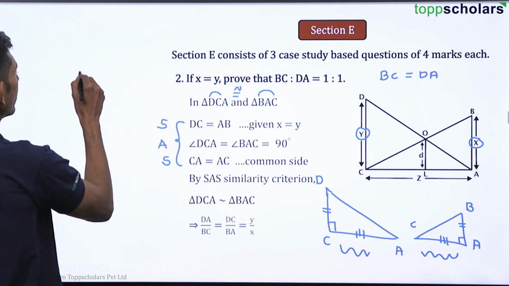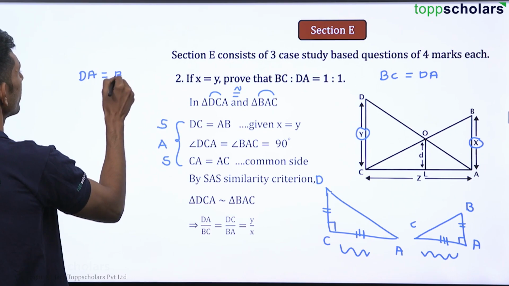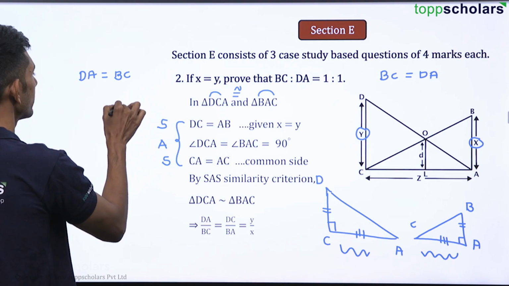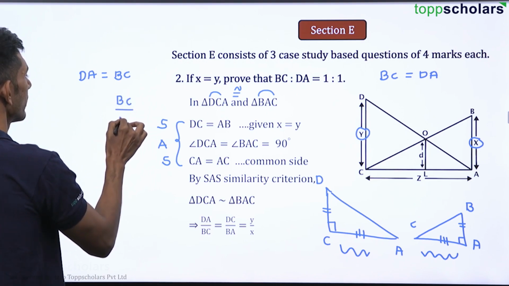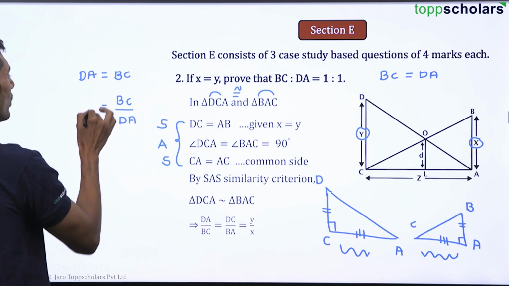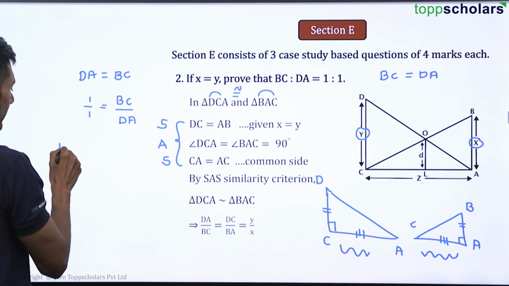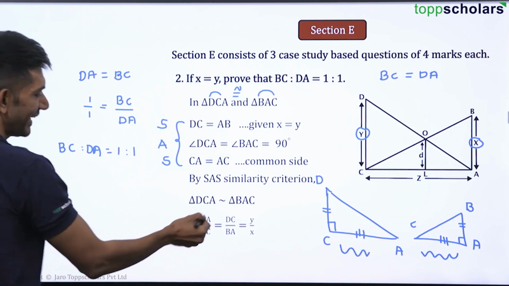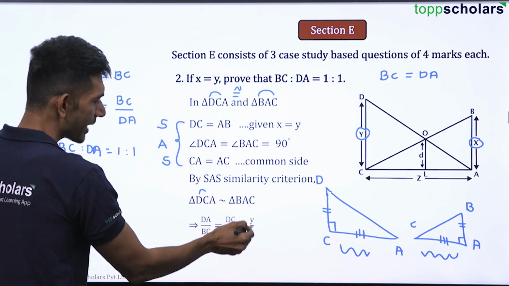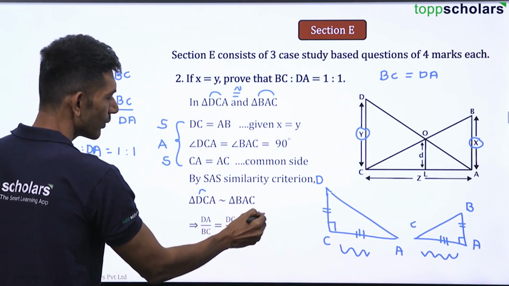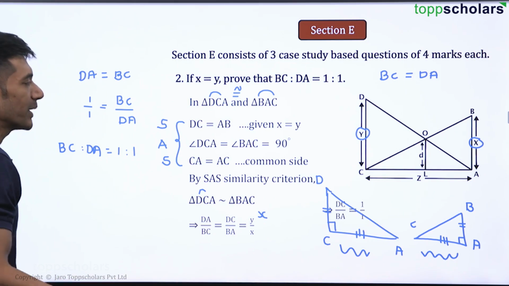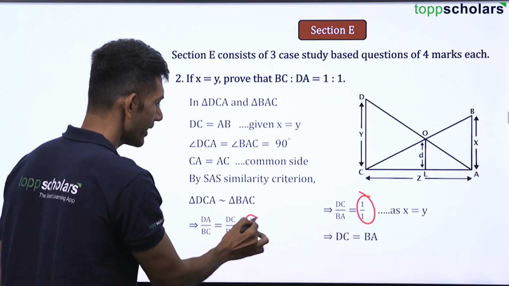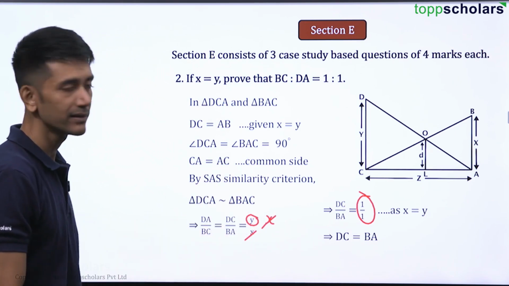DA is equal to BC, corresponding sides of congruent triangles. So if both of them are equal, if I just shift DA down, can I say BC by DA is equal to 1? 1 means 1 by 1. So BC is to DA is equal to 1:1. Here also if you take the ratios, y by x, x and y both of them are equal, so ultimately this is going to be x by x, that is 1. Because y is x, x cancel, you get 1. Easy.